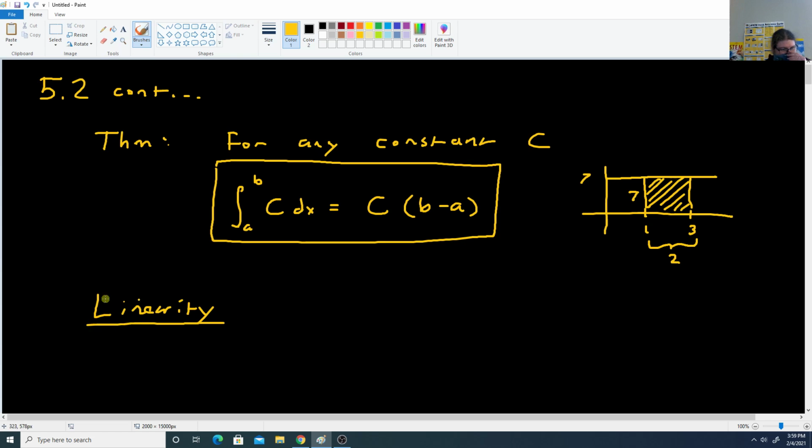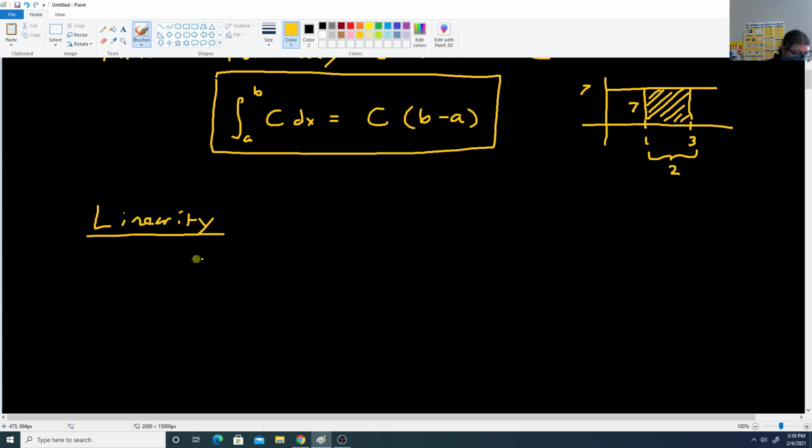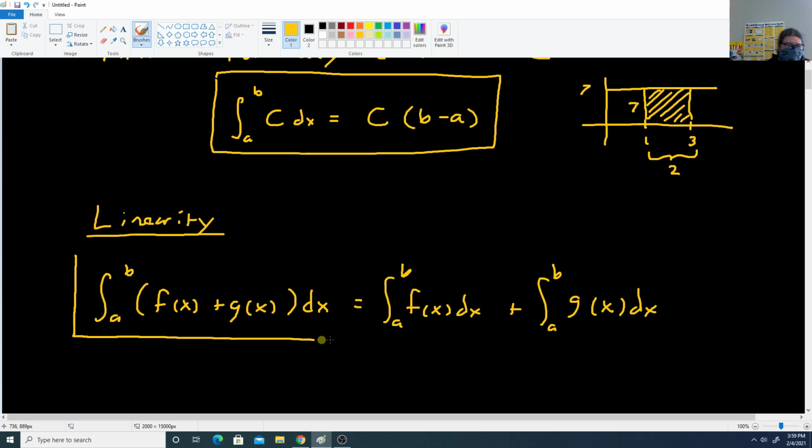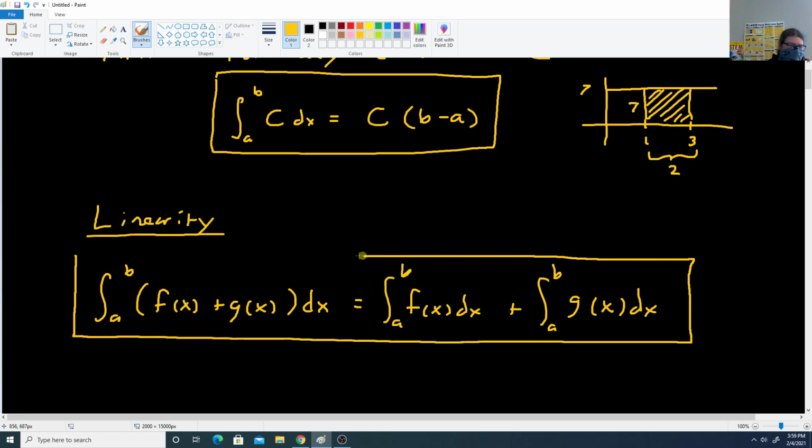We also get linearity with our definite integral operator. So the integral from a to b of f of x plus g of x dx will equal the integral from a up to b of f of x dx plus the integral from a up to b of g of x dx. Linearity basically says you can split the integral of the whole into the integrals of the individual pieces.